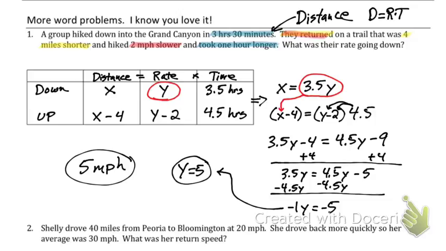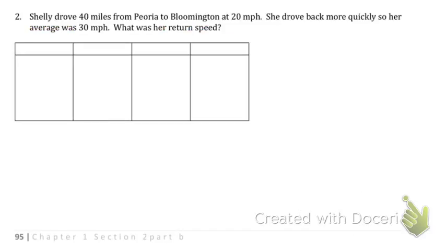All right, continuing on. The next one looks very similar, but it's going to have a little bit of a twist to it. We have Shelley drove 40 miles from Peoria to Bloomington. So as soon as I see someone's driving, I'm immediately thinking distance equals rate times time. I'll immediately fill in my table: distance equals rate times time. I know it has to be that way.